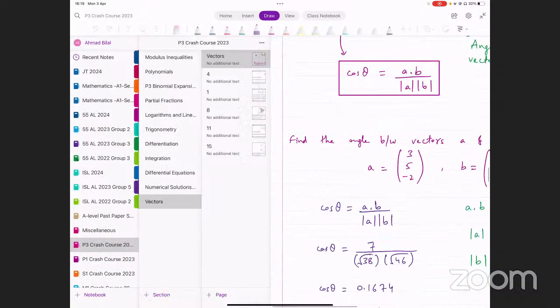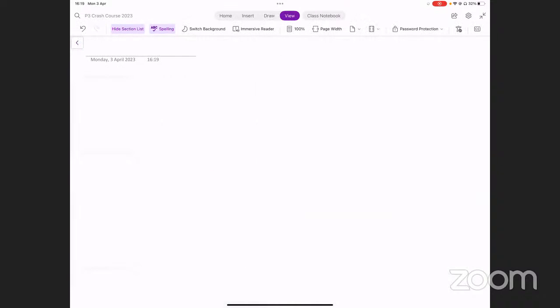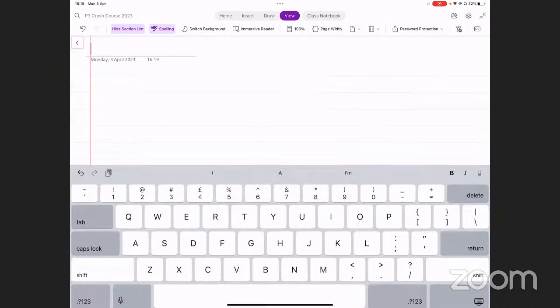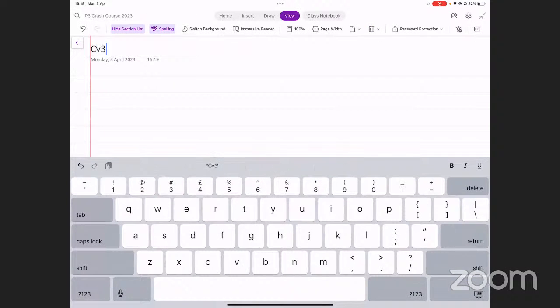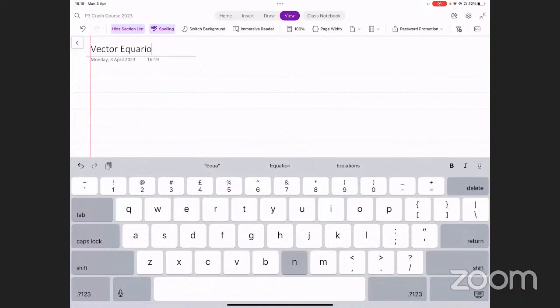In the last session, we did a number of practice questions on the concepts that we had covered at that point. Now let's start with the next concept in this topic, and that is vector equation of a line. Vector equation of a straight line.